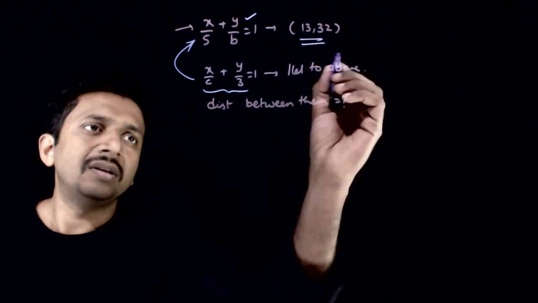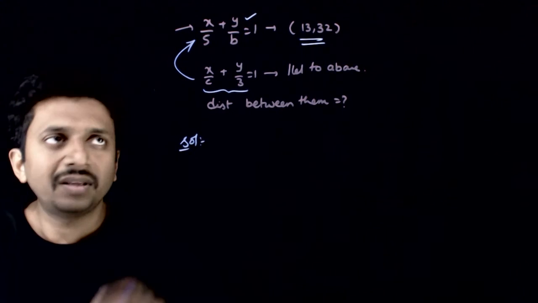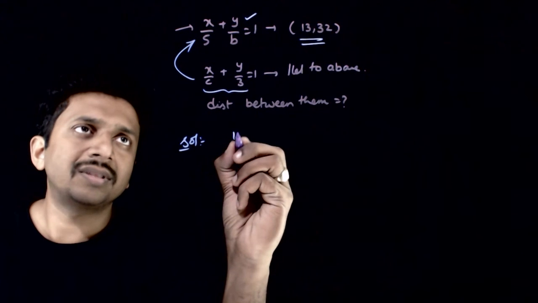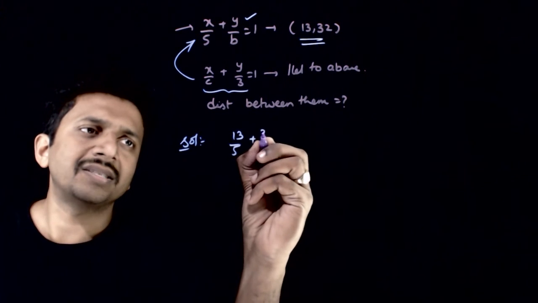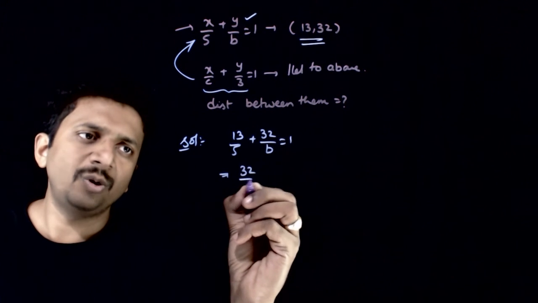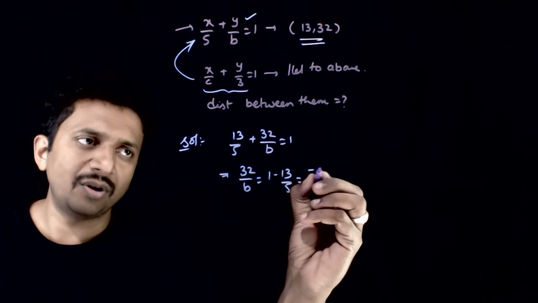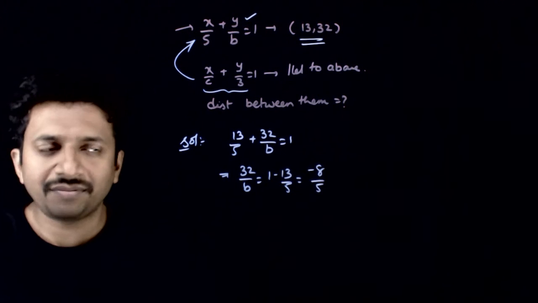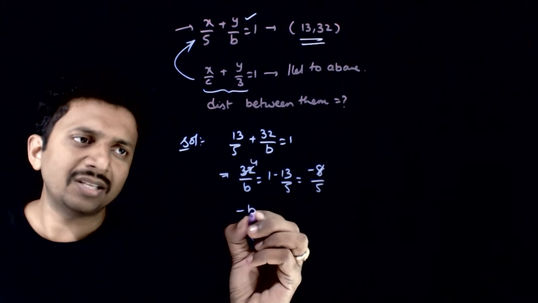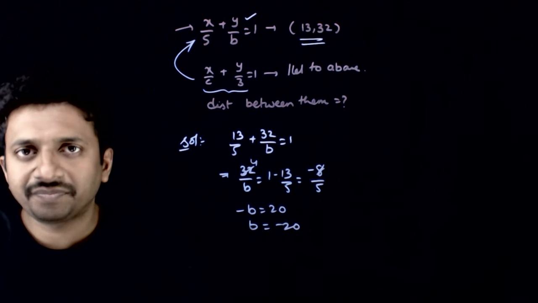That's the question. So the first step that I do is to find the value of b. That value of b can be found by substituting this point on this line. So 13/5 + 32/b = 1. This implies 32/b = 1 - 13/5, which is equal to -8/5. So -8 gets cancelled 4 times. So -b = 20. b = -20.